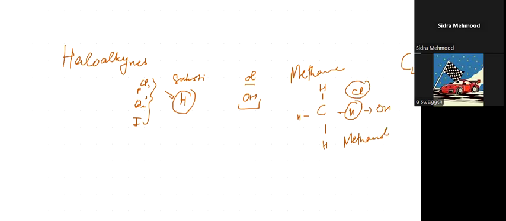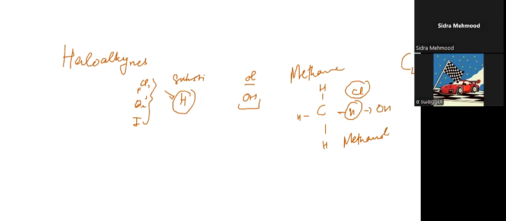We are substituting the hydrogens and adding other functional groups and the whole class changes. We just added halogens and it becomes haloalkanes. We just added OH and it becomes alcohol.